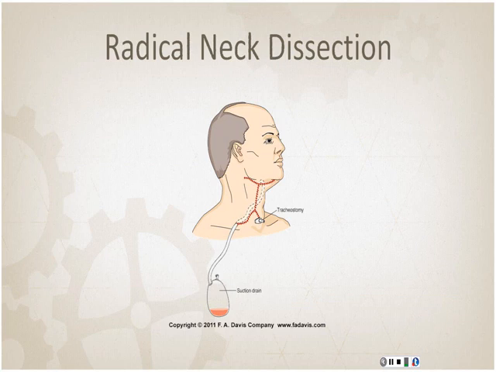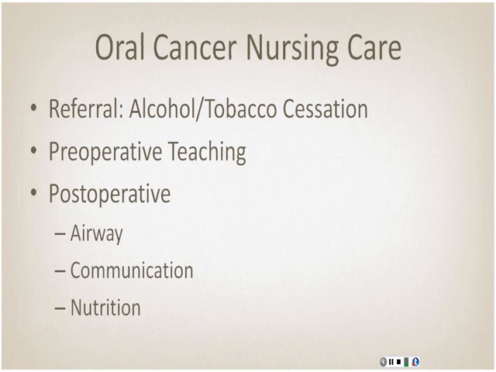They also may have some swollen lymph nodes. Treatment depends on the diagnosis, but may include radiation, chemotherapy, surgery, or a combination of those treatments. Radical or modified neck dissection is a common surgery for people with oral cancer, and we're going to discuss that next.